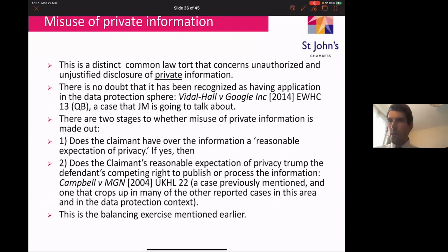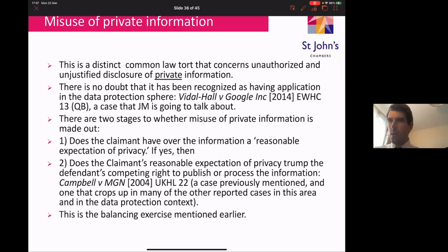Misuse of private information. This is a tort created at common law by Campbell and then really discussed in the greatest detail in Campbell and NGN. There's no doubt, though, that it has an application in the data protection sphere. So the High Court in the Vidal-Hall and Google case said, and that's another case that James is going to talk about in his section of the talk, I should say, that it is plainly a tort which has an interplay with, and a legitimate one with, the data protection framework.